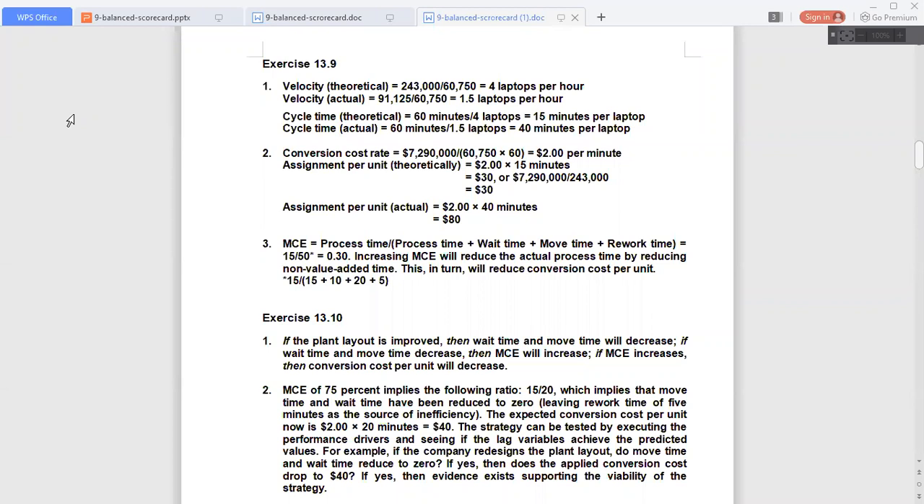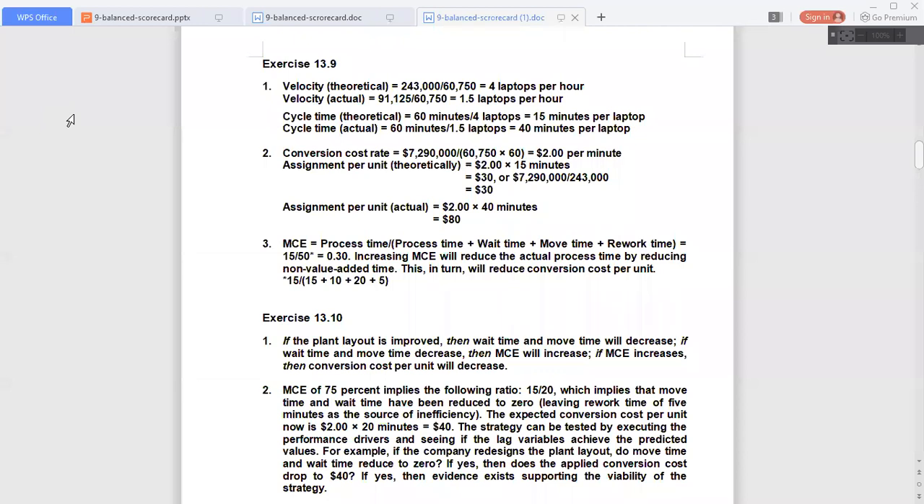So the theoretical velocities per hour is here we have 243,000. That's the number of laptops per quarter. Then we divide it by 60,750 production hours available. So meaning we have 4 laptops per hour.